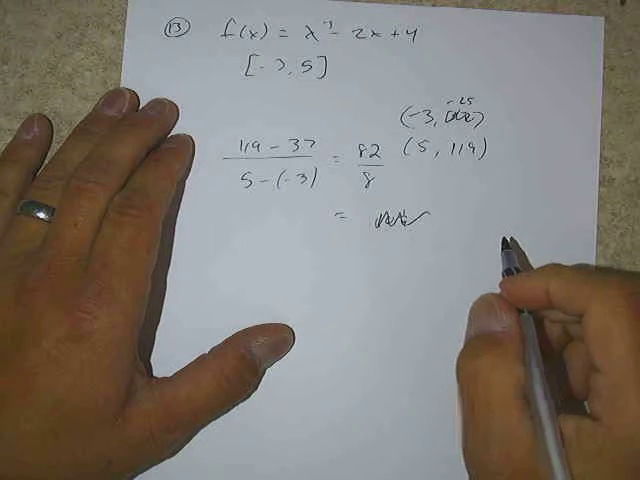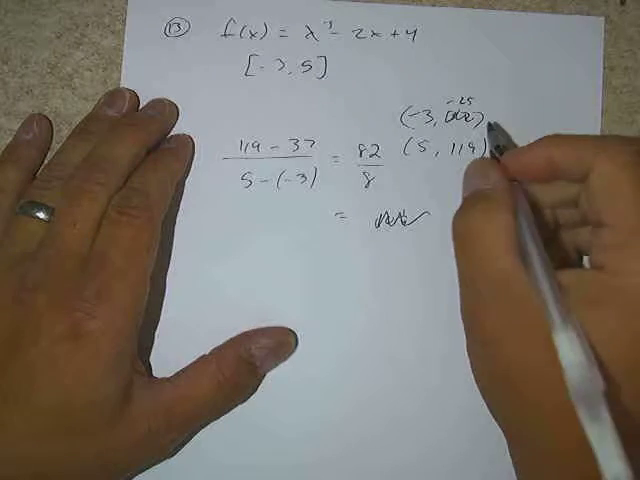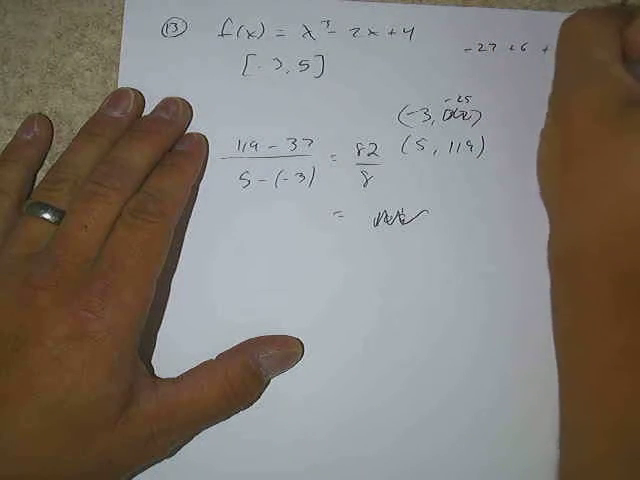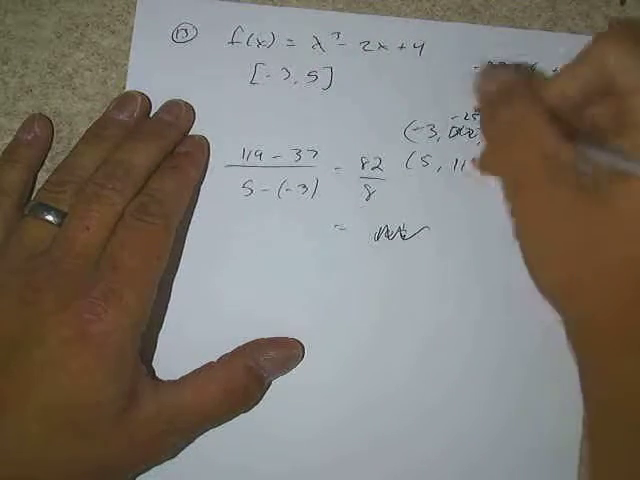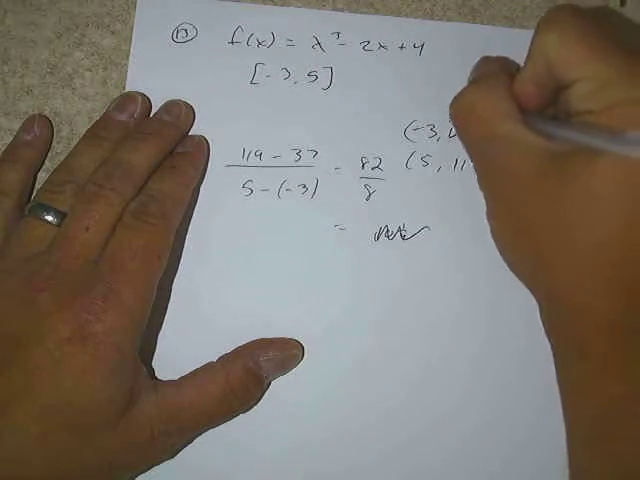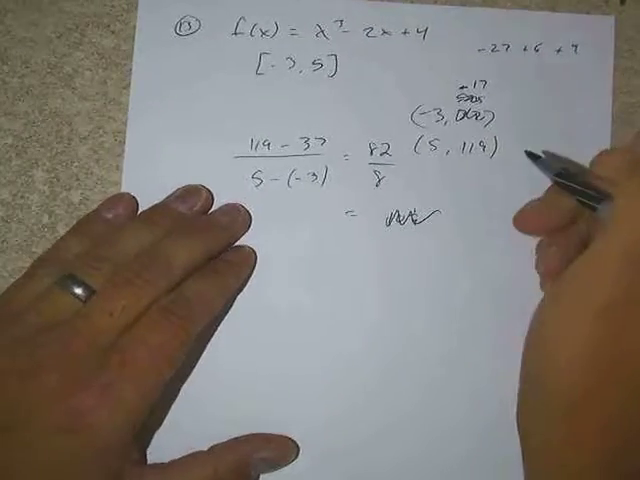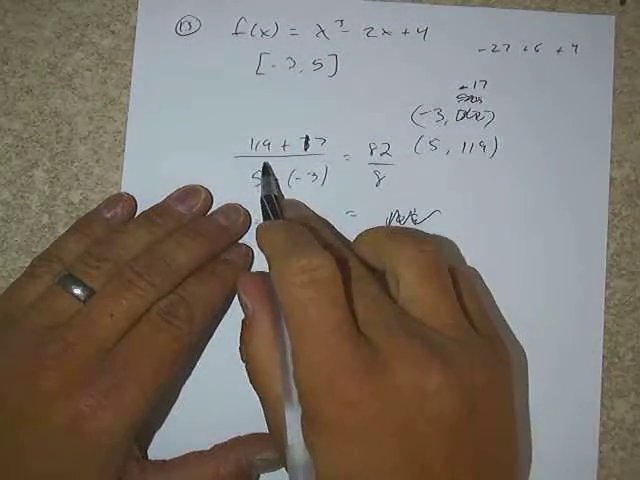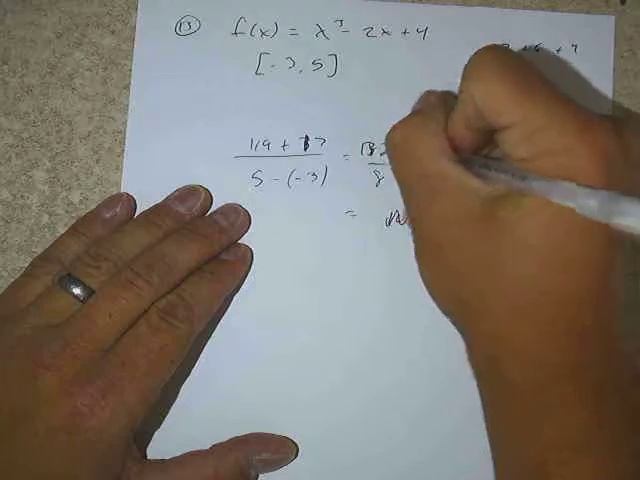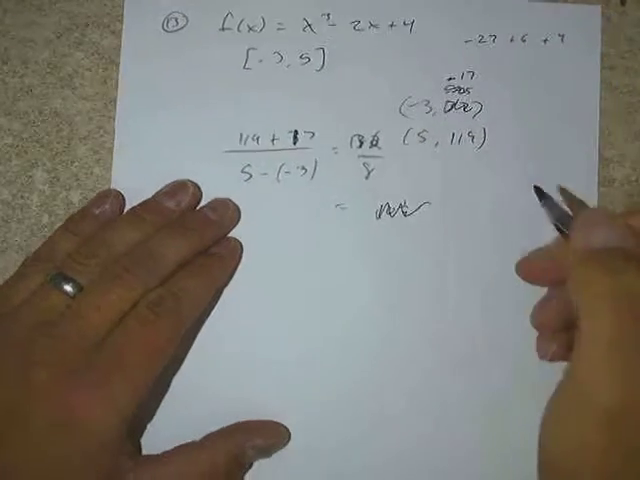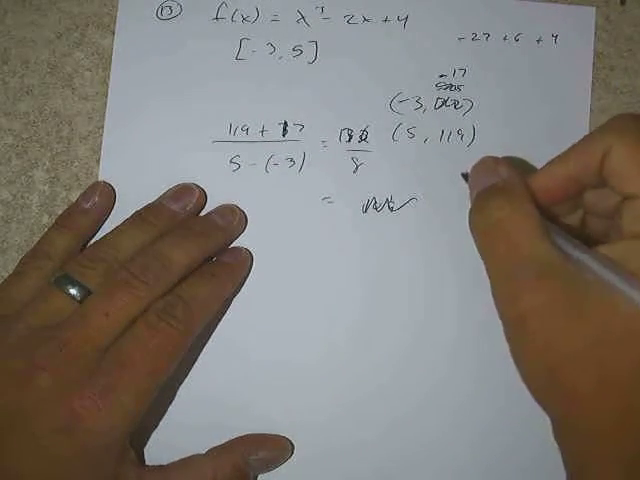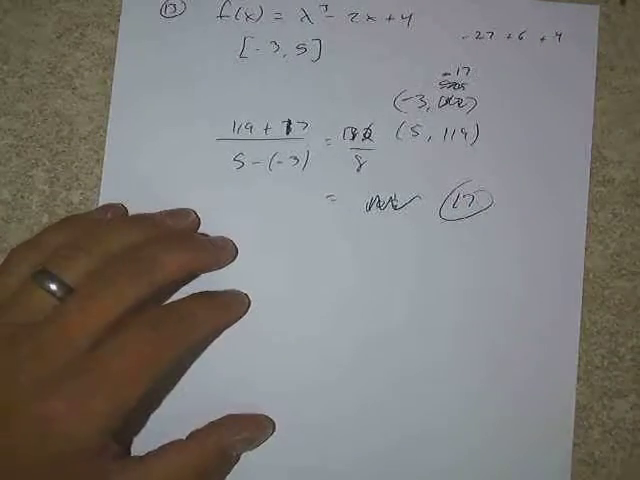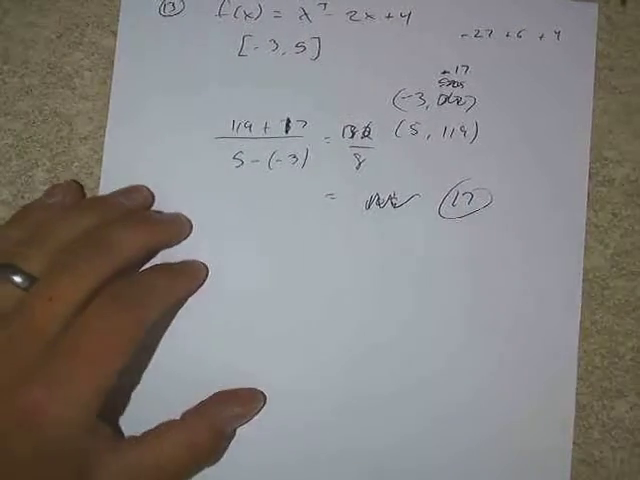Negative 27 plus 6 plus 4 is negative 17. Okay, we can get through the arithmetic part. We'd be in good shape here, right? So ultimately this would be plus 17 then. So that would give us 136. And 136 divided by 8 would turn out to be a whole number. What is it? 17? Right, that's better.